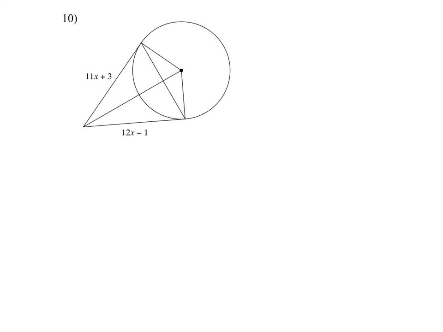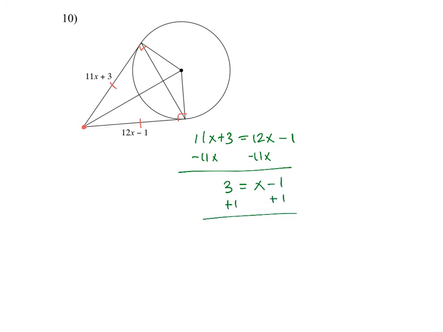The next one again. These two segments are congruent because they are tangent to the circle and start on the same point. So 11x plus 3 equals 12x minus 1, so minus 11x. So 3 equals x minus 1, so plus 1 on both sides, so x equals 4.